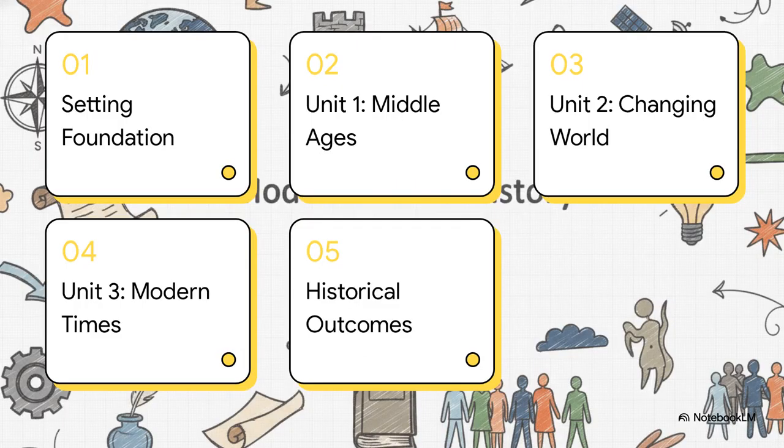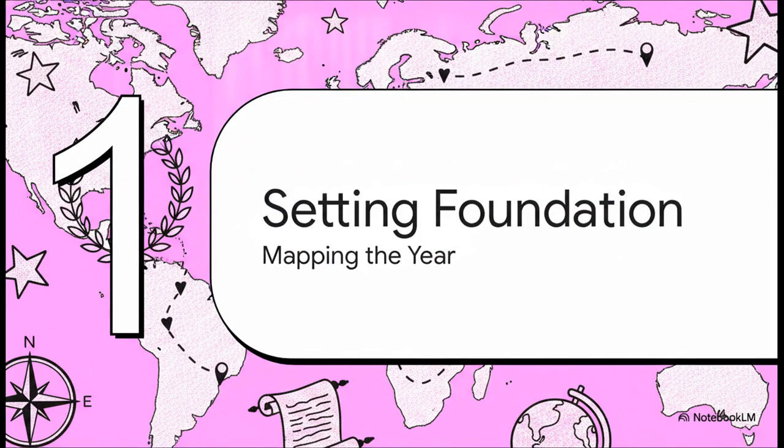Okay, so here's our game plan, our agenda for the year. We're going to kick things off with setting the foundation, then move right into Unit 1, Middle Ages. After that, we hit Unit 2, Changing World, and roll into Unit 3, Modern Times. Finally, we'll wrap up by looking at the big historical outcomes. All right, let's jump straight into Part 1, setting the foundation and mapping out our year.